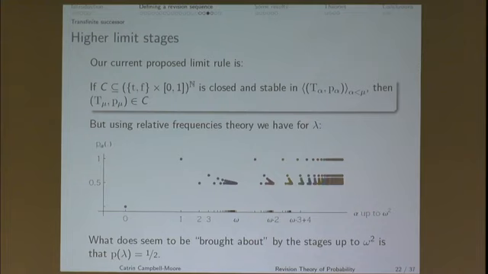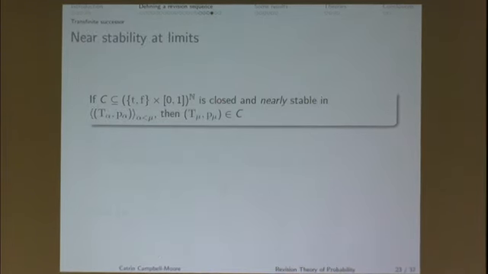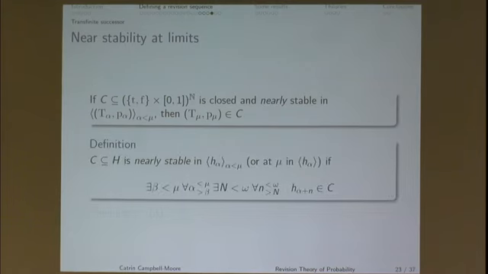So there's nothing yet that tells us that the probability should be a half, but there is if we, instead of considering stability, consider near stability. Stability said it's satisfied from some point onwards. Near stability says it's satisfied from some point onwards except for finitely many exceptions after each.